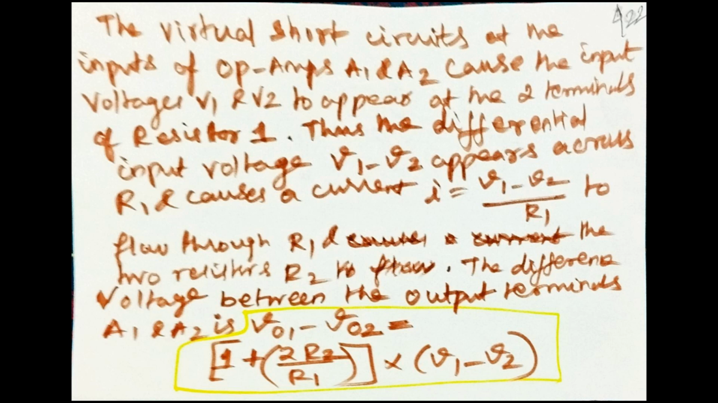The difference voltage between the output terminals of A1, A2 is V01 minus V02 is equal to (1 plus 2R2 divided by R1) times (V1 minus V2).